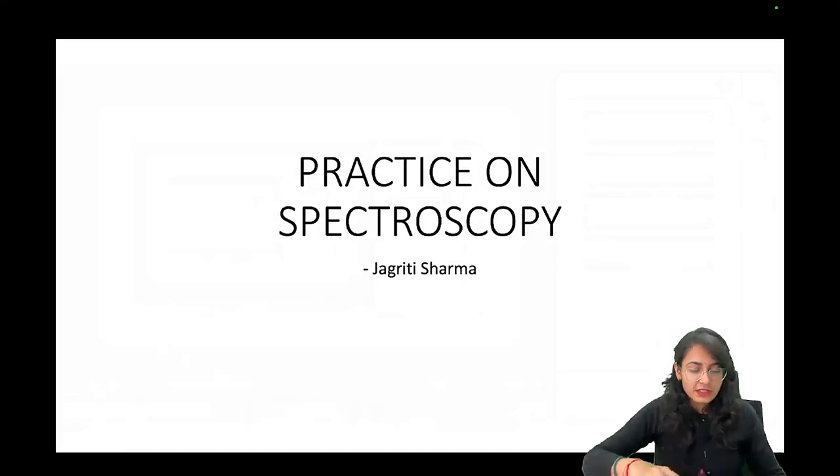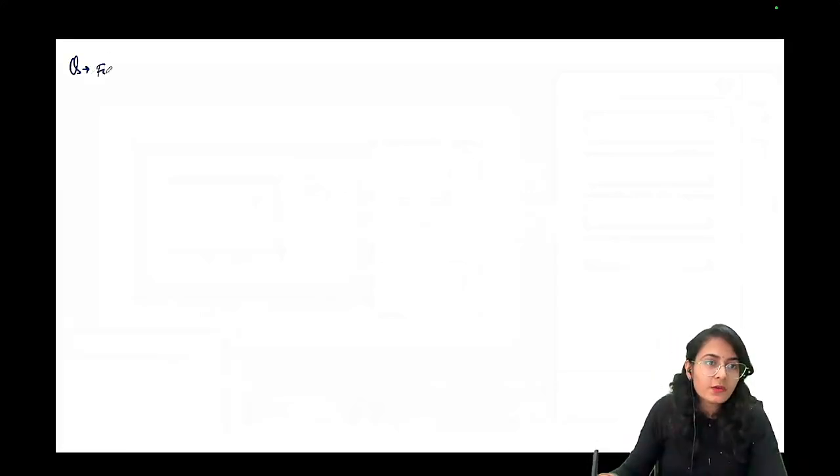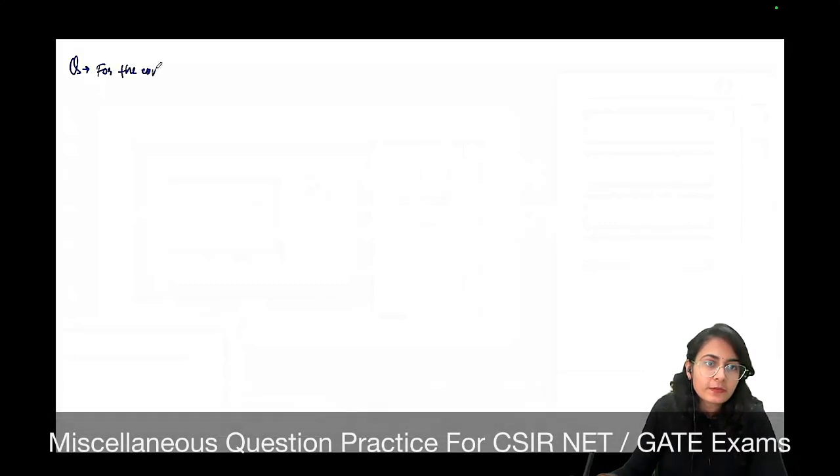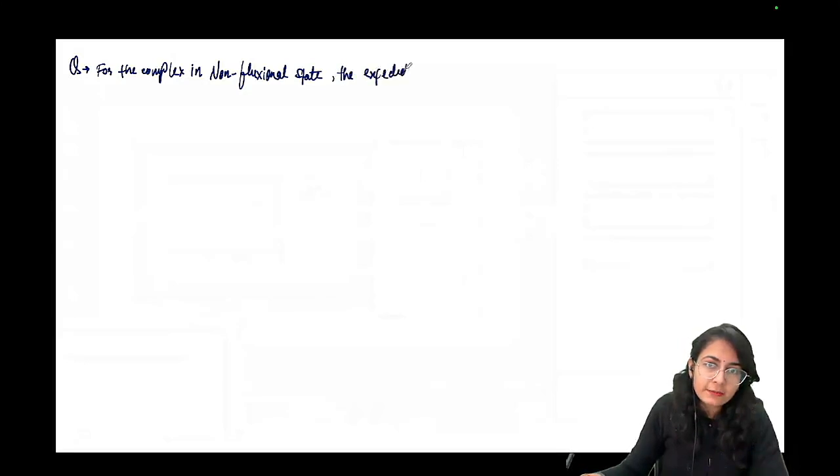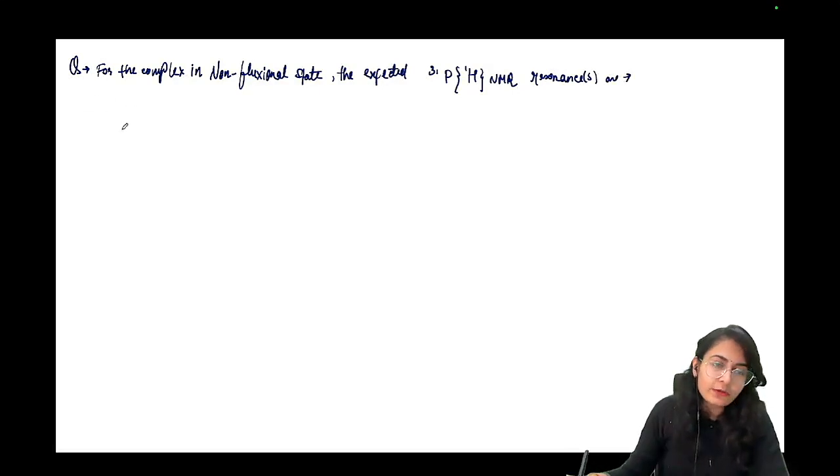We are going to have a discussion on spectroscopy questions. So for the complex in the non-fluxional state, the expected 31P proton decoupled NMR signals, resonances, are... you know the I value of phosphorus already.